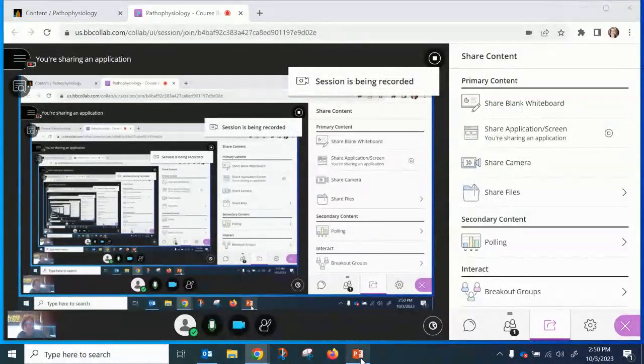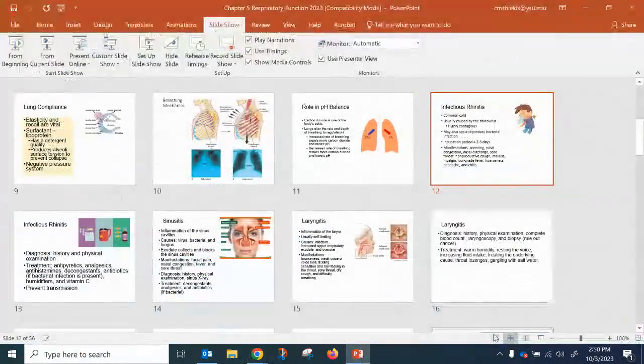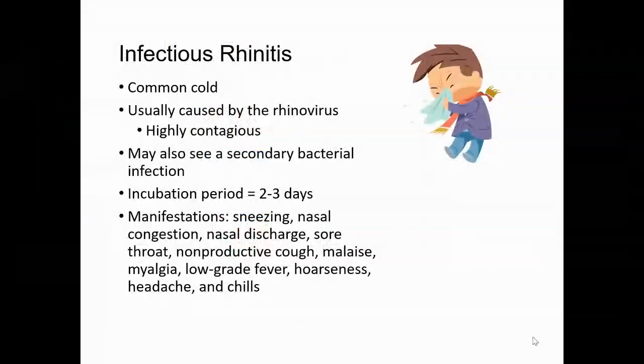Hello, everyone. I'm going to go ahead and continue with the PowerPoint on respiratory, and we'll be starting on the next slide. We're going to be discussing a few issues that can occur in the upper airway. We're talking about the upper airway, the nasal cavity, the throat, epiglottis, and the first one is infectious rhinitis.